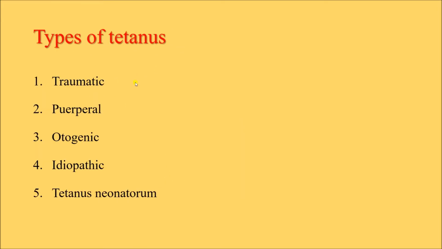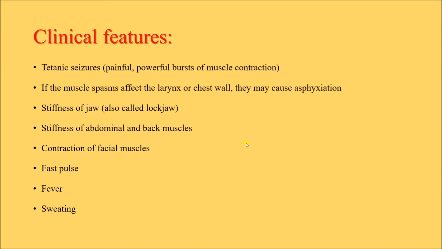The different types of tetanus are: traumatic, that means after any trauma, the skin ulcer or lesion gets contaminated; puerperal, that means after delivery; iatrogenic, any medical procedure; idiopathic, where the reasons are not known; and also neonatal tetanus, that is tetanus neonatorum.